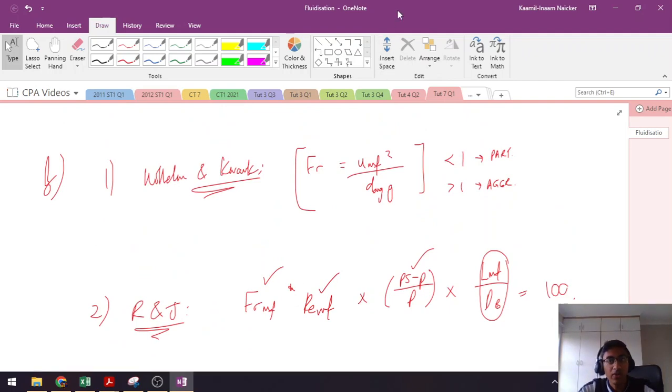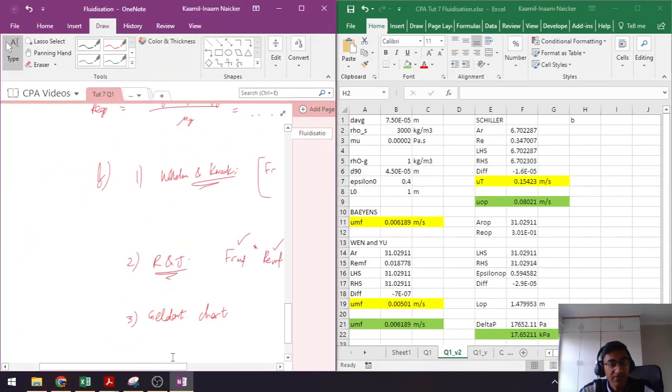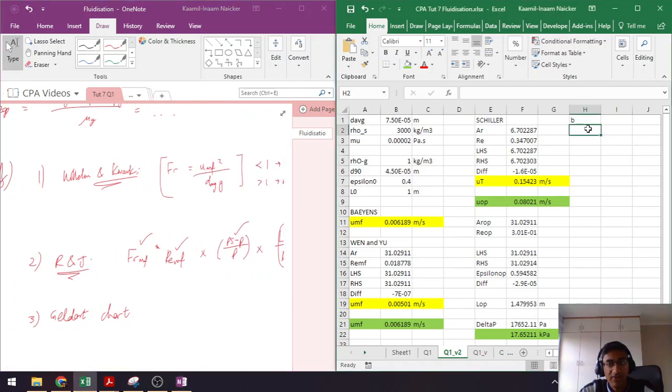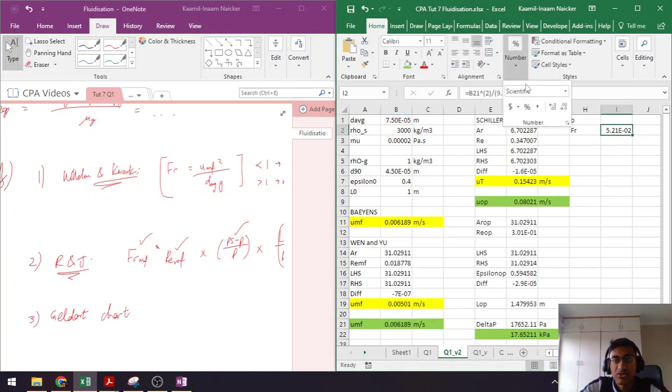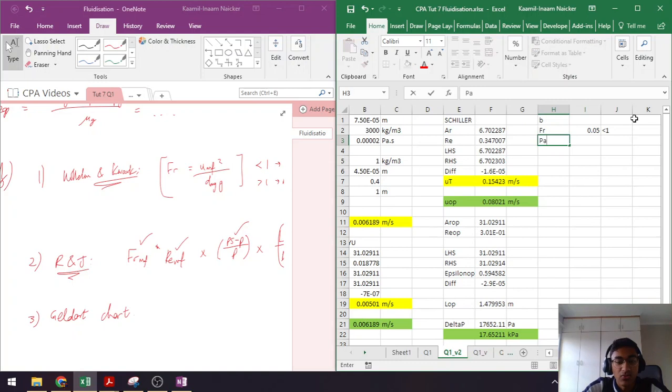So let's go and work out question B using the first option that I gave you here, which is the FR value. The idea is that if you can calculate for 2 out of 3 cases, 2 out of 3 wins. So FR is equal to the minimum fluidization velocity UMF squared, divided by 9.81 times the average diameter of the particles. You can convert this into a number, 0.05, and so you can say that's less than 1, and so you know that according to the Wilhelm and Kwauk equation, we have particulate fluidization.